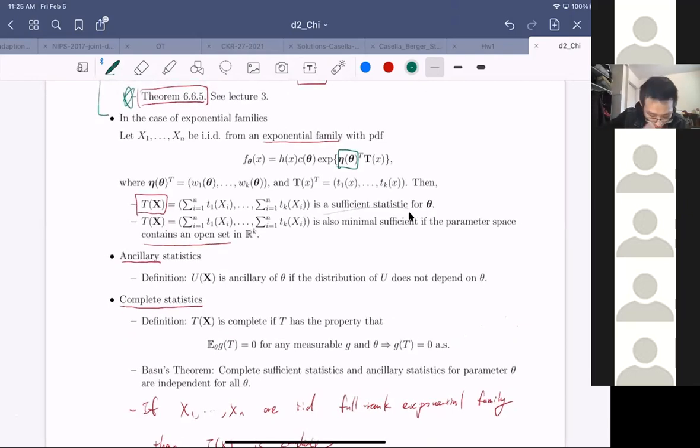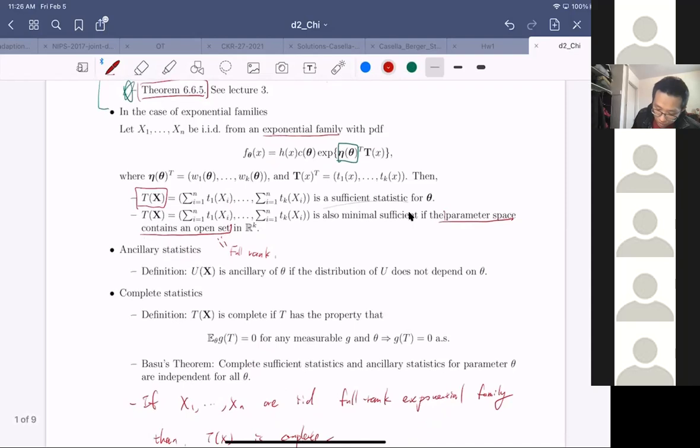I just realized I did something wrong. Sorry. So if the parameter space contains an open set, this is full rank. Okay.